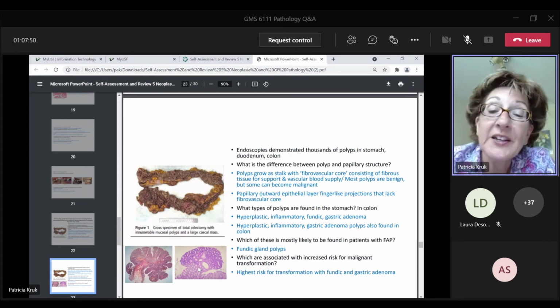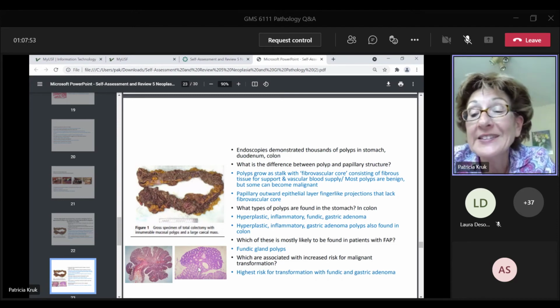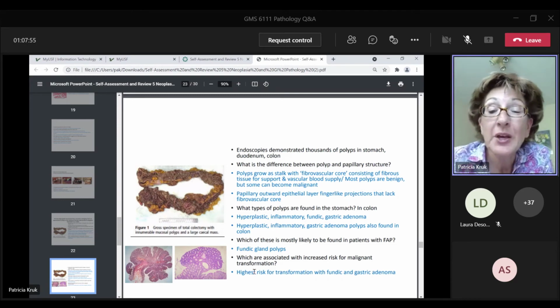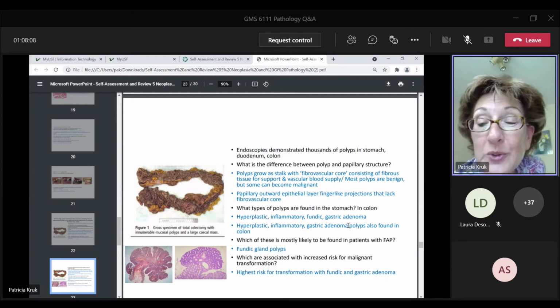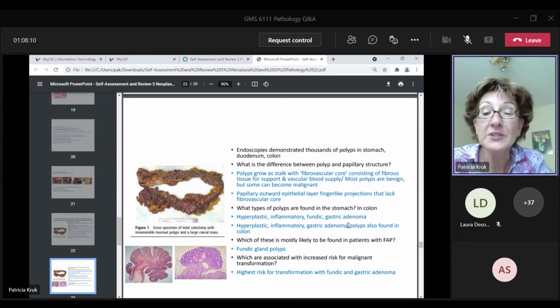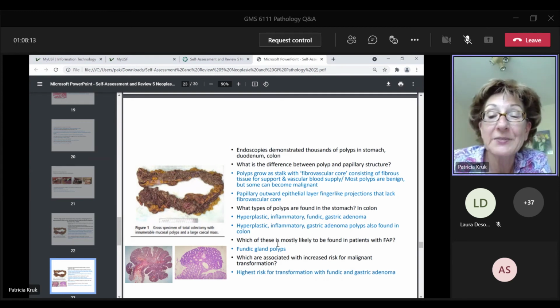And so we have a number of polyps that we can find in the stomach and the colon. A lot of them are the same, but they can be hyperplastic, inflammatory, and we see in the stomach fundic gland polyps as well as adenomas. Interestingly, for the most part, in patients with FAP, we typically see the fundic gland polyps. You can sometimes see gastric adenomas. And typically, again, why are they at risk? Typically, these fundic as well as these adenoma polyps are the ones that are at high risk for malignant transformation.